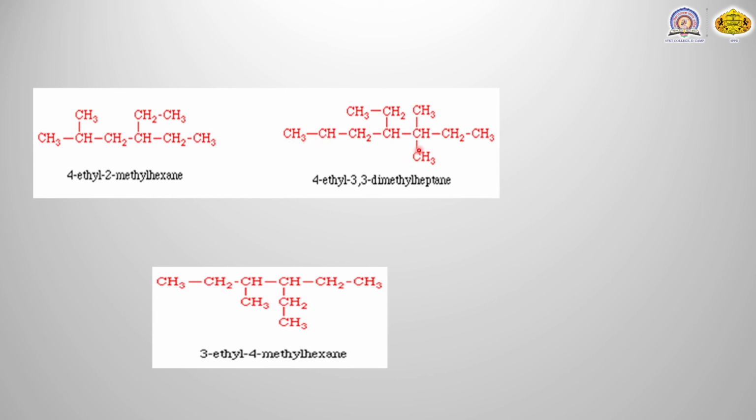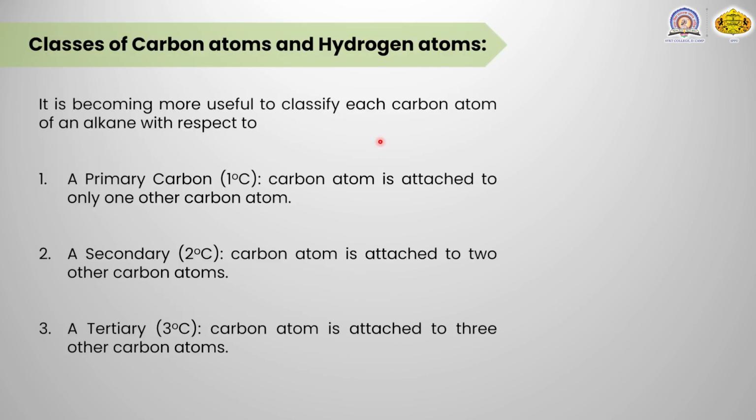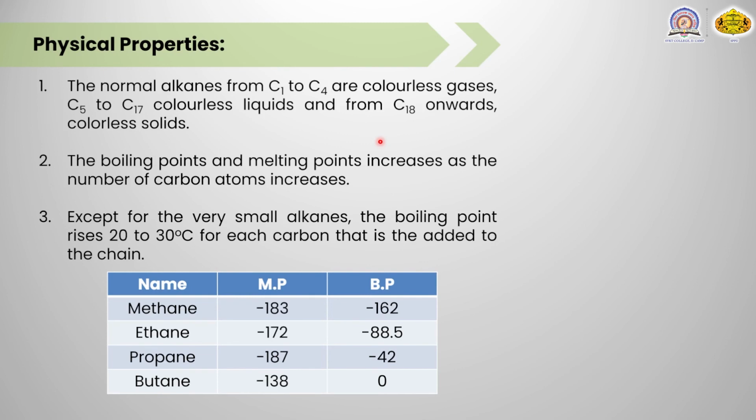So these are primary carbons, this is a secondary carbon, this is a tertiary carbon. So these were some examples of primary, secondary and tertiary carbon. So these are the classes of carbon atom and hydrogen atom.